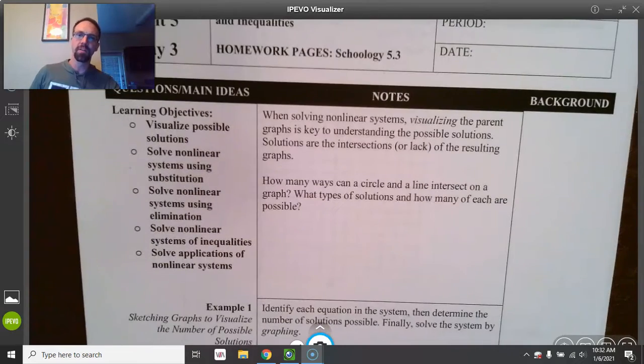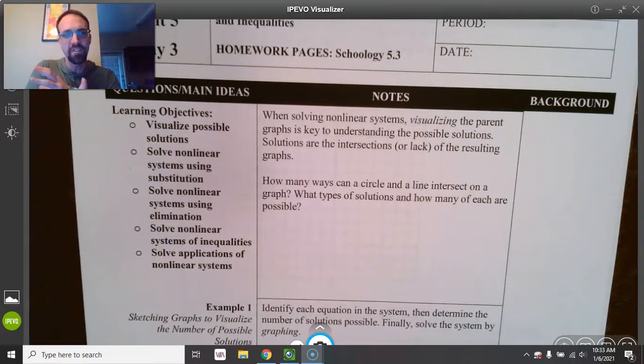One of the first things that I want to jump into is the discussion about how to visualize the solutions. When you solve nonlinear systems, visualizing the parent graphs is really important to understand the possible solutions. Remember, solutions are where the graphs or the equations intersect. So we're going to be talking about equations first, and then we'll get into inequalities.